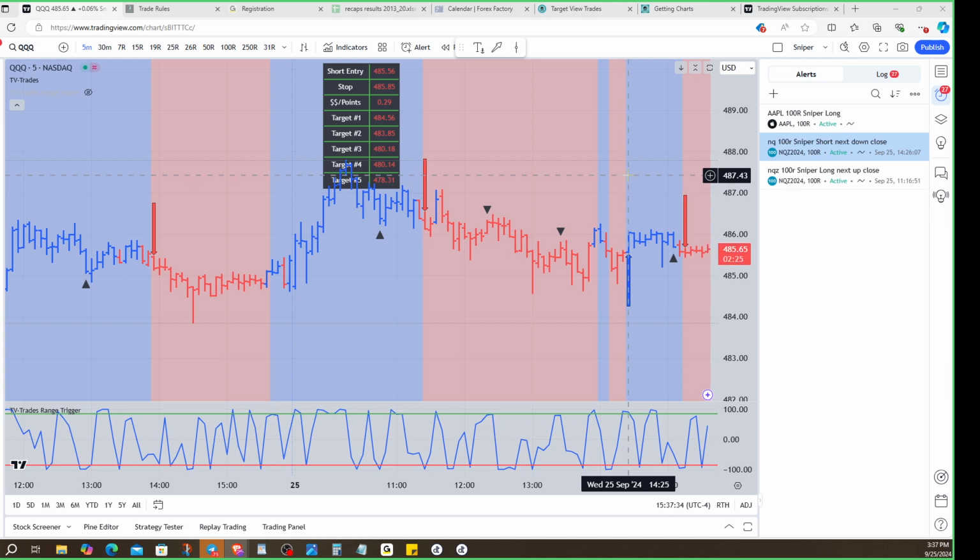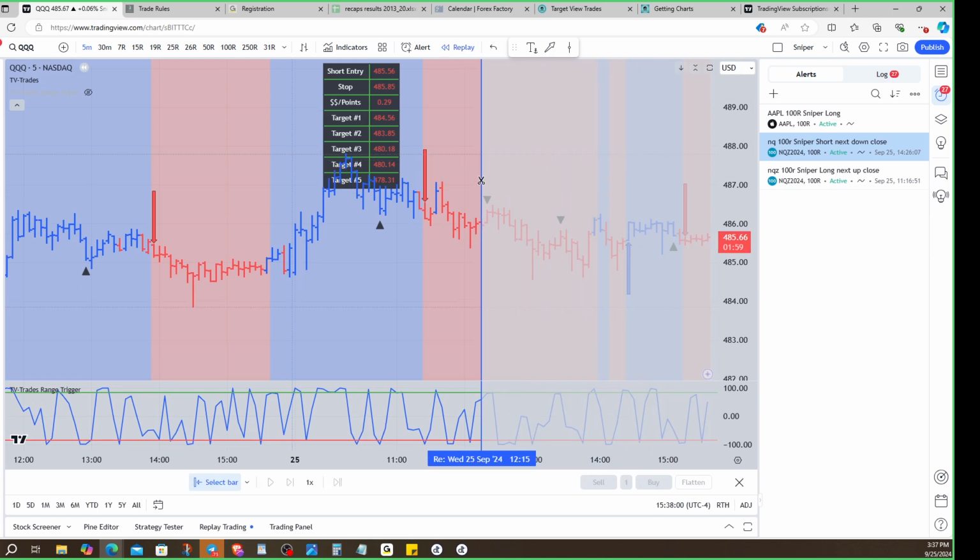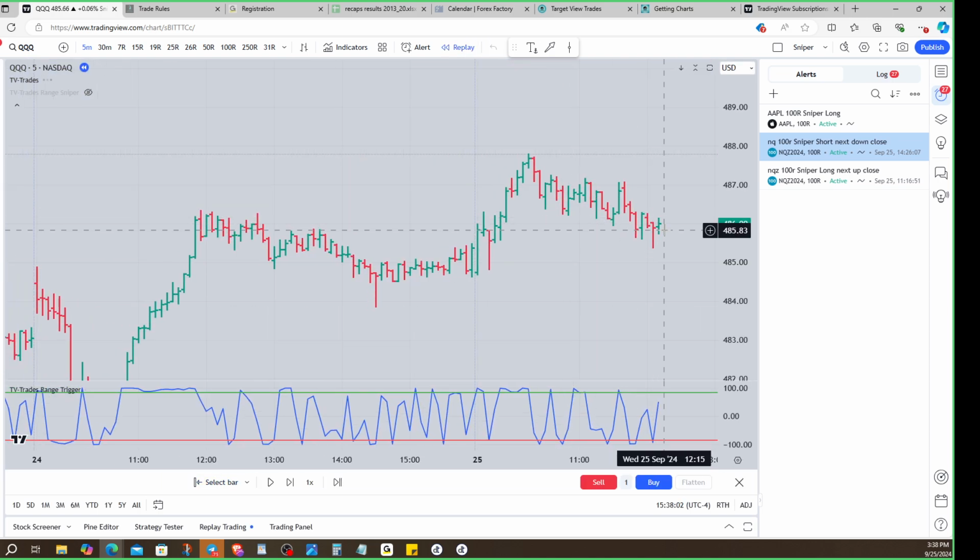But I wanted to show that when you use the TV Trades range trigger in conjunction with everything else, you have, I want to say, more precise entries. This is telling you that it's likely to go down. It gives you all the targets and all that stuff on the way down. Well, these targets are based on this over here right now. This is a 5 minute, so I can do a replay on it. If I move this over, I can do a replay and put it right here, and you'll see what the targets were when that was happening.